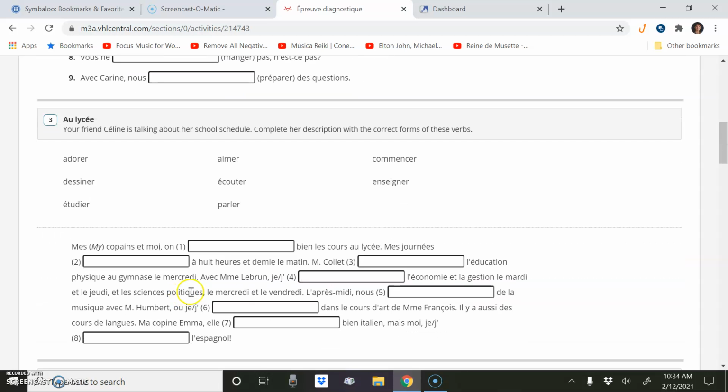All right, skipping down to au lycée. Ooh, now you have to pick a word and write the correct conjugation. So you can't just put like MA there. You have to conjugate it. My friends and I, we blank well our course. What do we like? We begin well, teach. We got begin, teach, talk, listen, like, love, draw, and study. I'm going to go with we like our course.